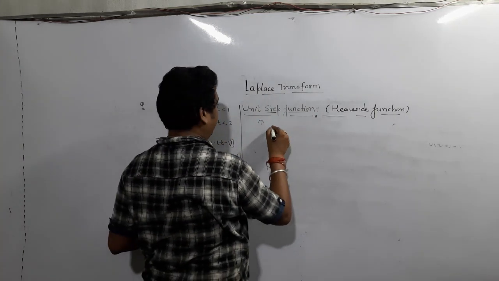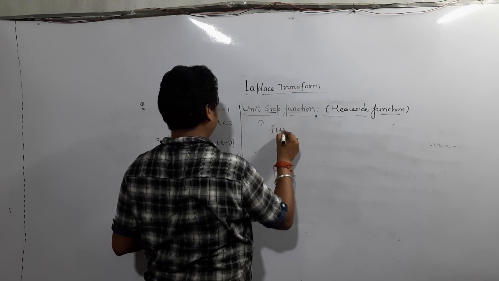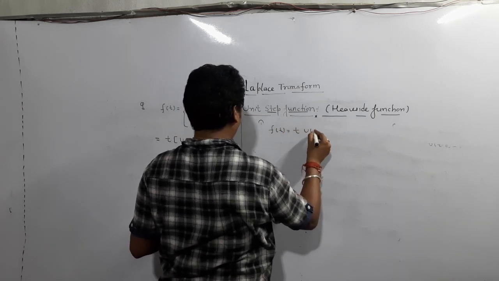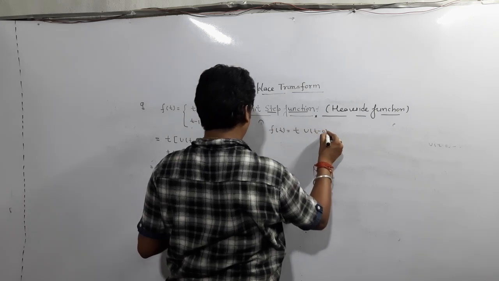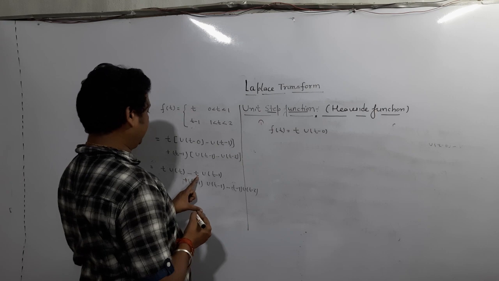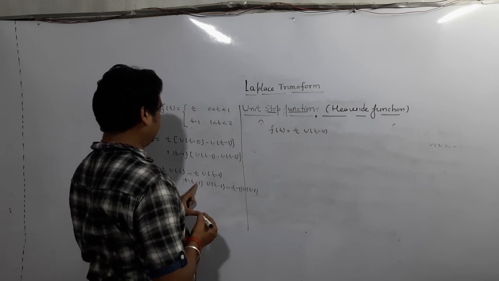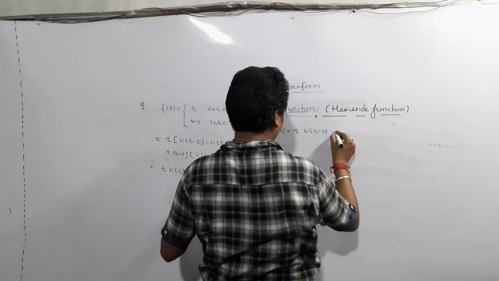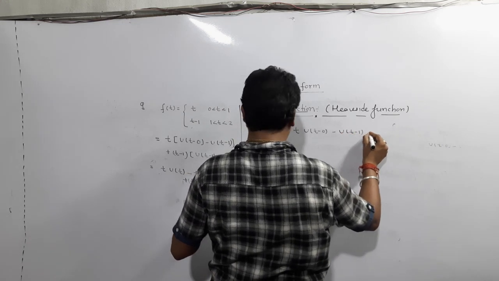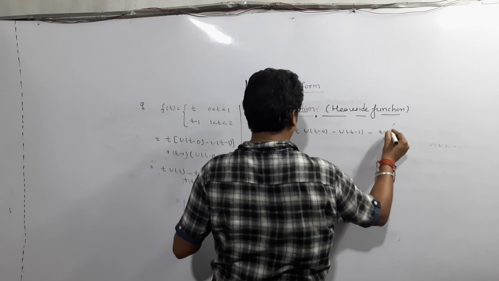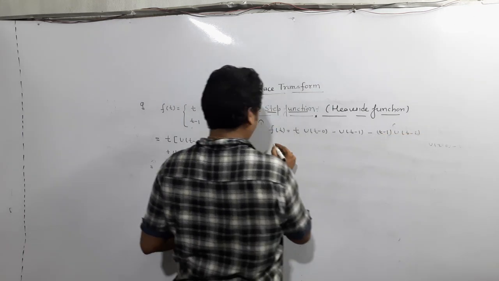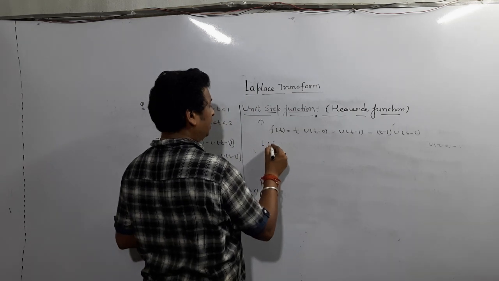So what is f(t)? f(t) = u(t − 0) − (t − 1) and minus t, so t cancels, which means minus of u(t − 1) minus of (t − 1) u(t − 2). So now we are going to calculate its Laplace.